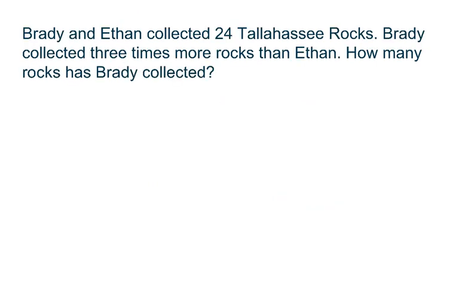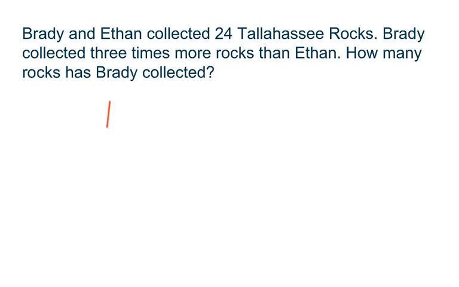Let's take a look at our next problem, and this is going to be a multiplication comparison problem where we are going to have to draw a model. So Brady and Ethan collected 24 Tallahassee rocks. Brady collected 3 times more rocks than Ethan. How many rocks has Brady collected? Now notice how it gives me a total here. So they both collected, in total, 24 rocks. Because I'm given a total, this is where I'm going to have to draw my model.